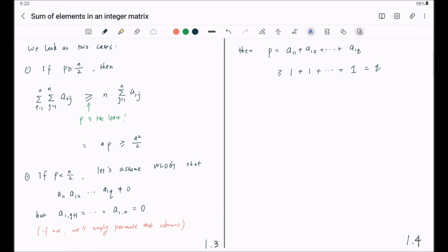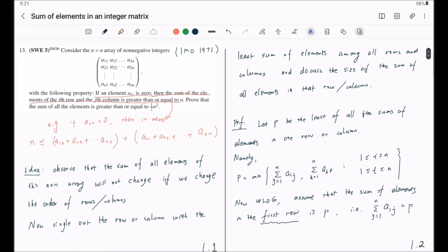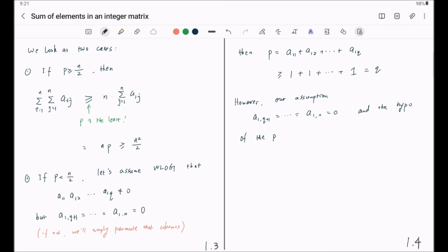However, if you look at this assumption, what does this tell us? This assumption, together with the hypothesis of this problem, that if an element aij is 0, then the sum of the elements in the ith row and jth column is greater or equal to n, tells us. Now, let me draw this n by n array here.